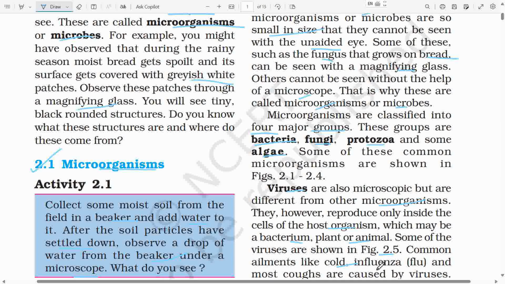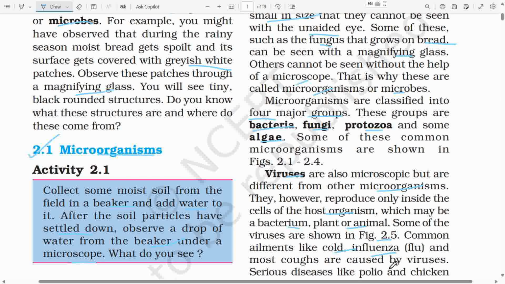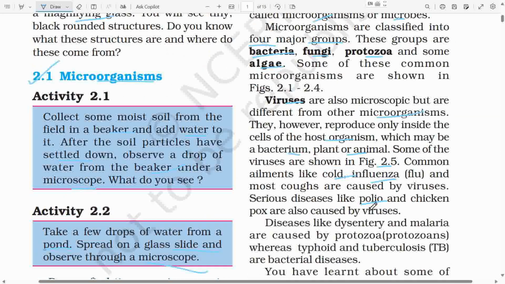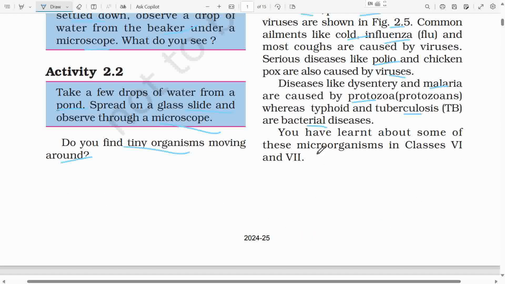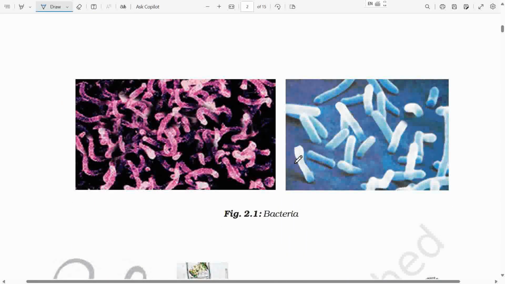Common ailments like cold, influenza, flu, and most coughs are caused by viruses. Serious diseases like polio and chickenpox are also caused by viruses. Diseases like dysentery and malaria are caused by protozoans, whereas typhoid and tuberculosis, TB, are bacterial diseases. You have learnt about some of these microorganisms in classes 6 and 7.